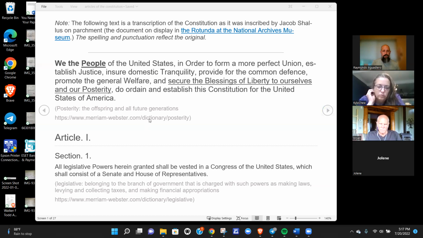And I guess these are the only couple ones where I actually put the link to where I got it, but they're all from Webster. So again, Congress, the Senate, House of Representatives, they make the laws. They levy and collect taxes and make financial appropriations for the betterment of the union.